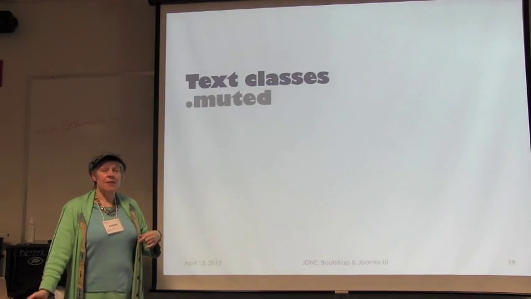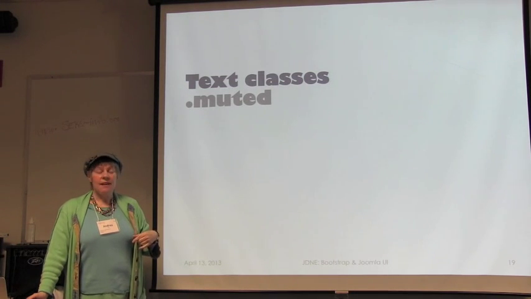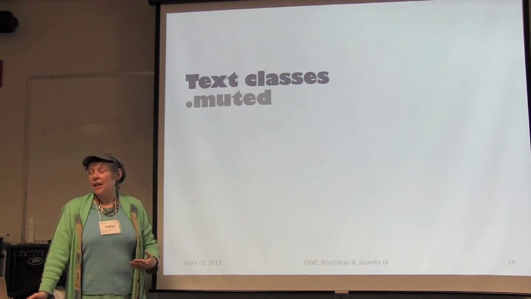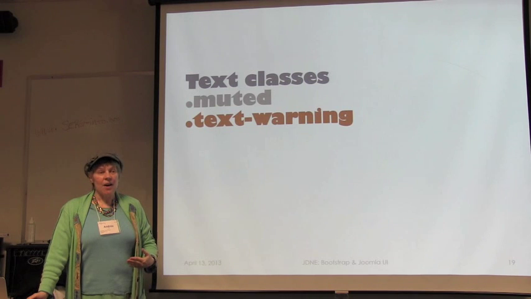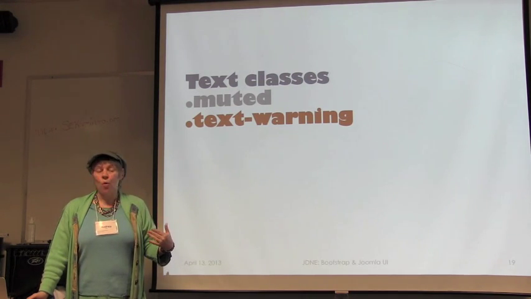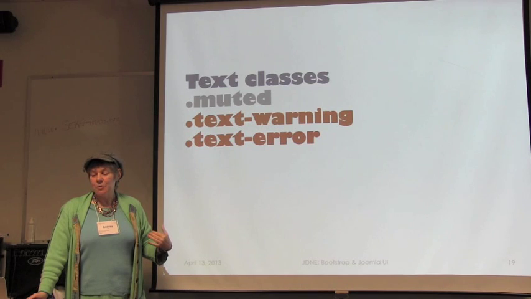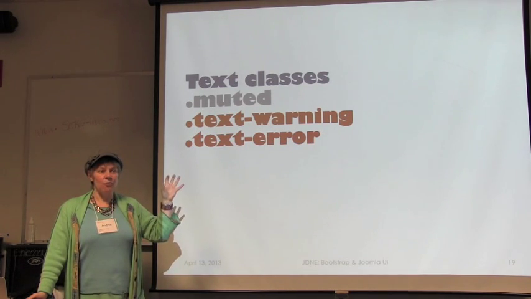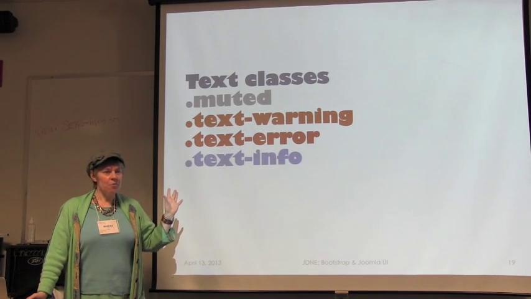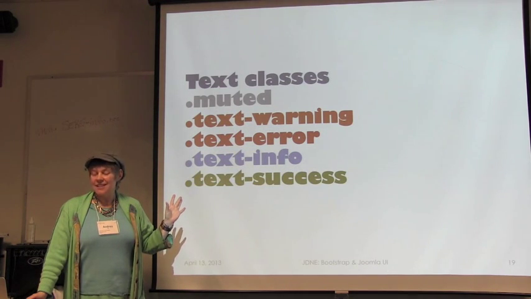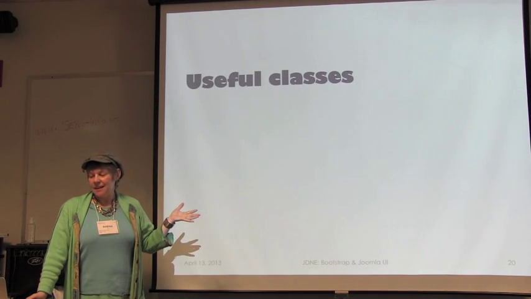So you can have a class muted, which they've got showing that in a lighter gray text. You've got a warning, which shows in an orange gold text. If you put text dash error, it's going to show in red. Info will be blue. Success is green.